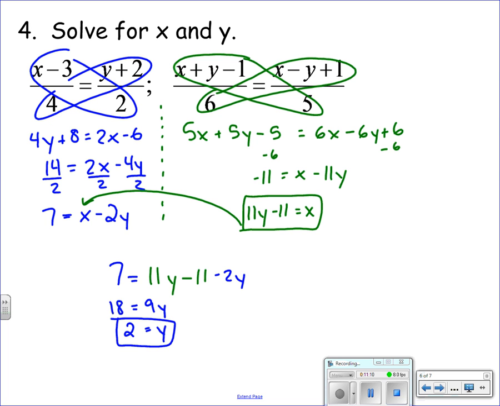I needed to solve for x and y. Substitute back into one of your two equations. Substituting back into the x equals 11y minus 11 makes the most sense, so I have 22 minus 11 is going to equal x. Thus, x equals 11.